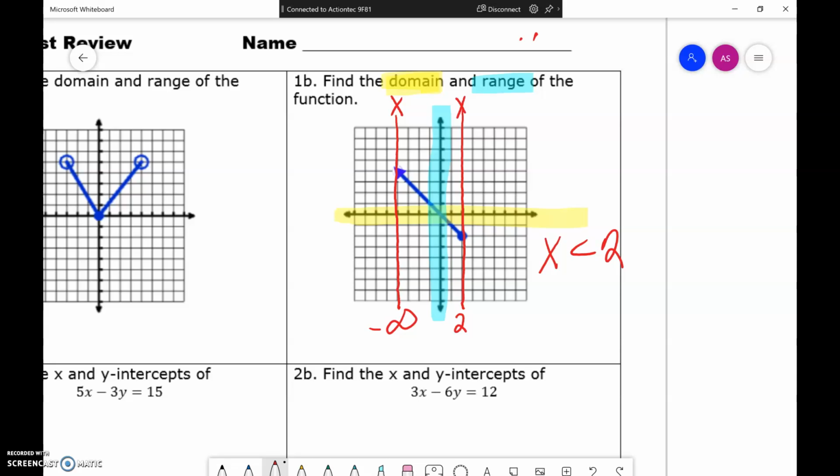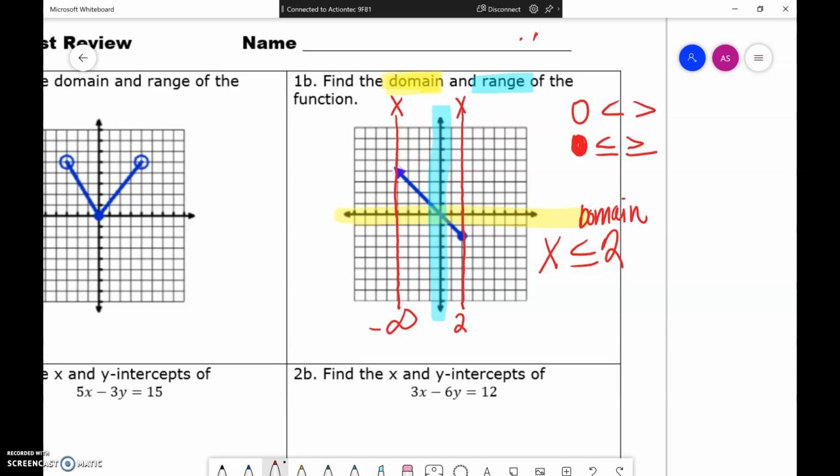And then I will look at my dot and I see that I have a closed dot. So it's going to have the equal to under there. Okay. Just in case you forgot your signs, I'm going to draw them in. So you know when you have the open dot, you have less than and greater than. And when you have the closed dot, you have the less than or equal to or greater than or equal to. Okay. So this is our domain.